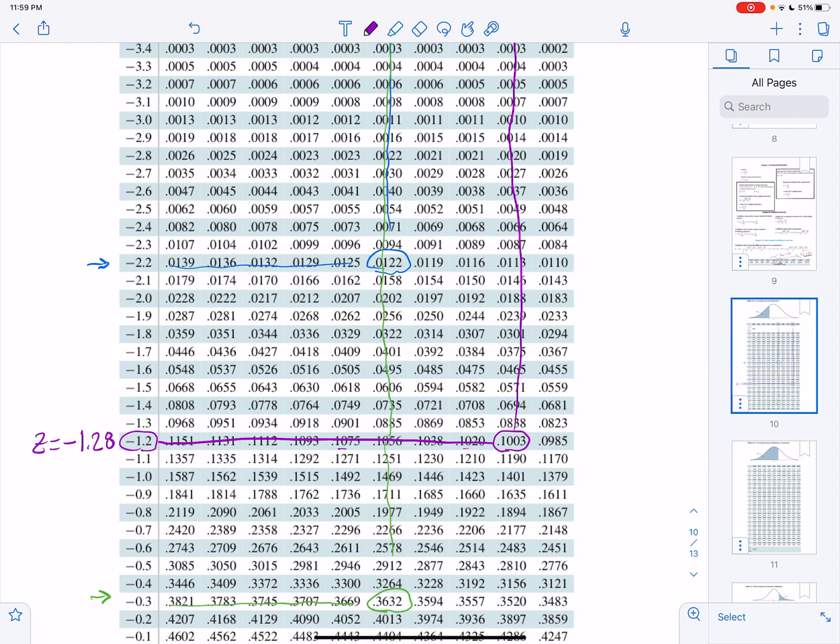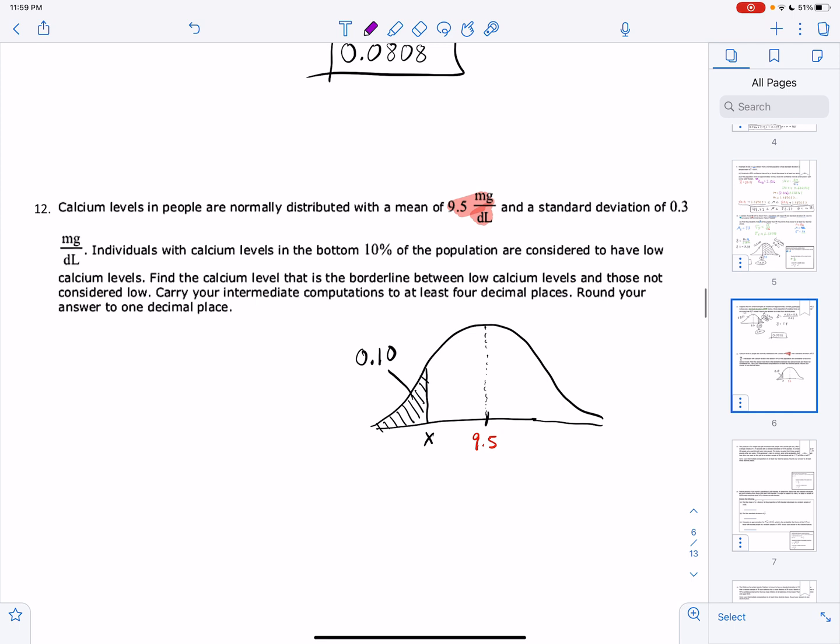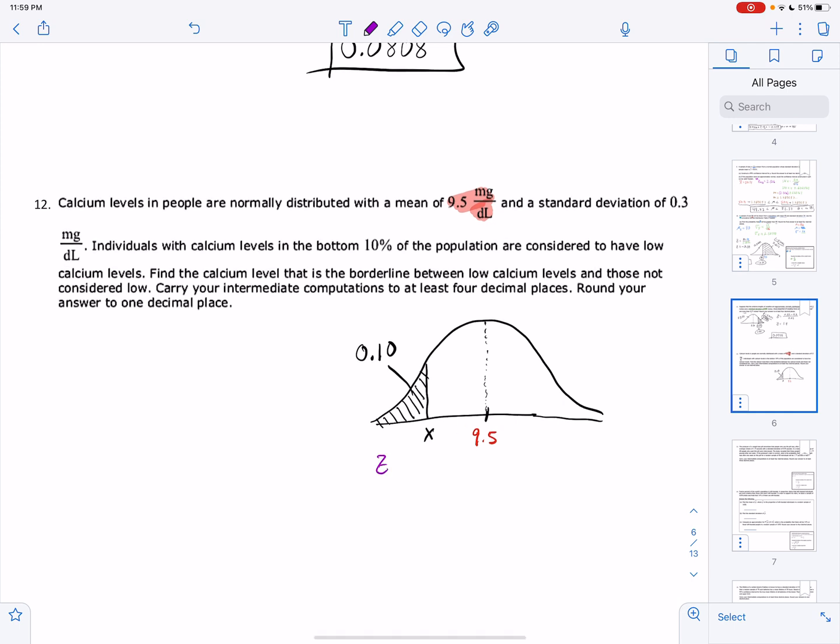So we found the z value that's associated with the area to the left being 0.10, which is 10%. What's associated with this point right here is this z value, which is negative 1.28. All right, but I want the x value. I got the z value, that's great, but I want the x value that goes along with this problem about calcium levels in people. I want to know the border right here, between the people considered to have these low levels and the other people. So I need to know what that x value is.